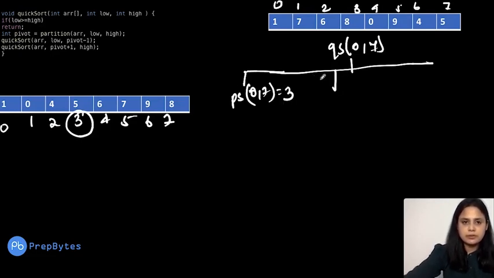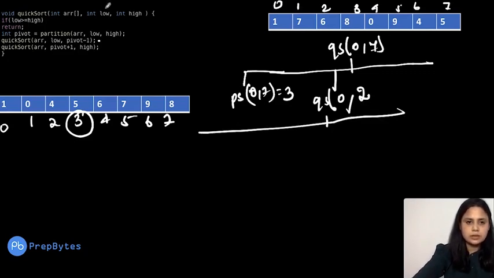Now we will call quicksort low comma pivot minus 1. What is low? It is 0. What is pivot minus 1? It's 2. So from here again we call this, the low becomes 0, the high becomes 2. Is this true? No. We again call partition. So now we have partition 0, 3. My bad, it's going to be 0, 2.